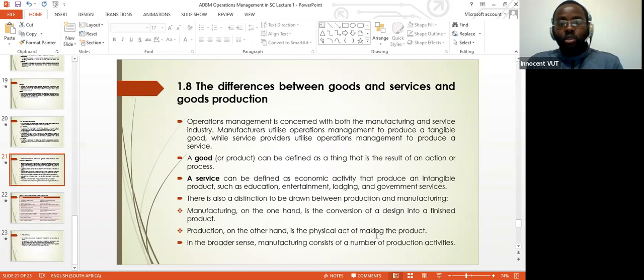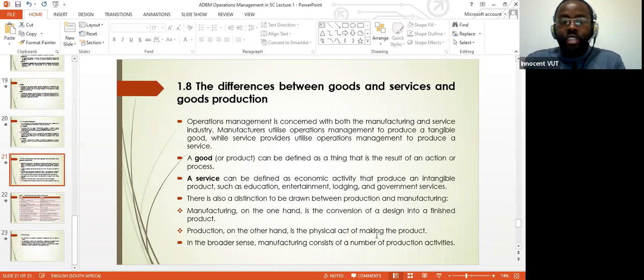We can talk of a good as a television. We have a laptop that you are using right now. Anything that is tangible that you can buy, that has been manufactured by manufacturing organizations, those are goods or products. And then a service, an economic activity that produces an intangible product. You cannot touch a service. Just know that there is a service.